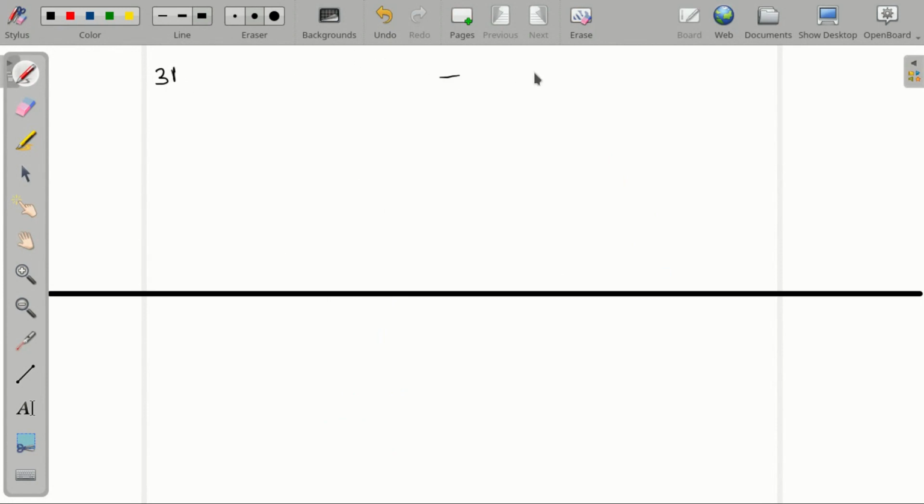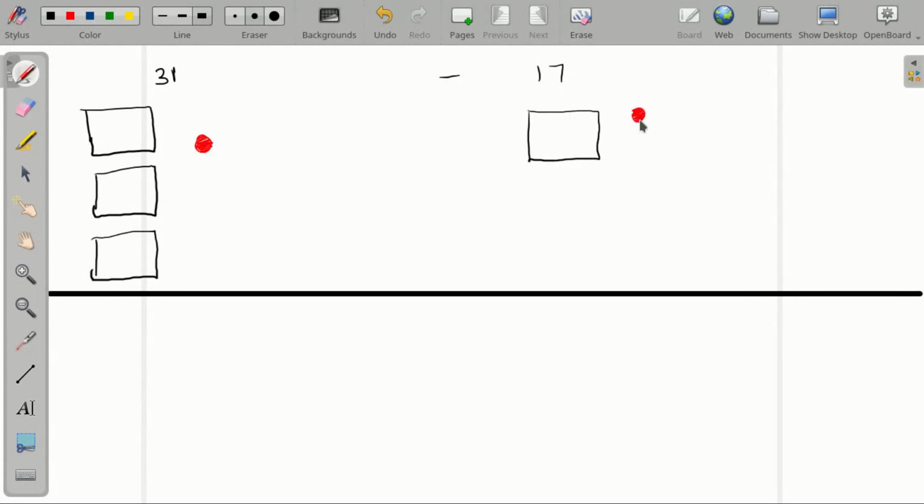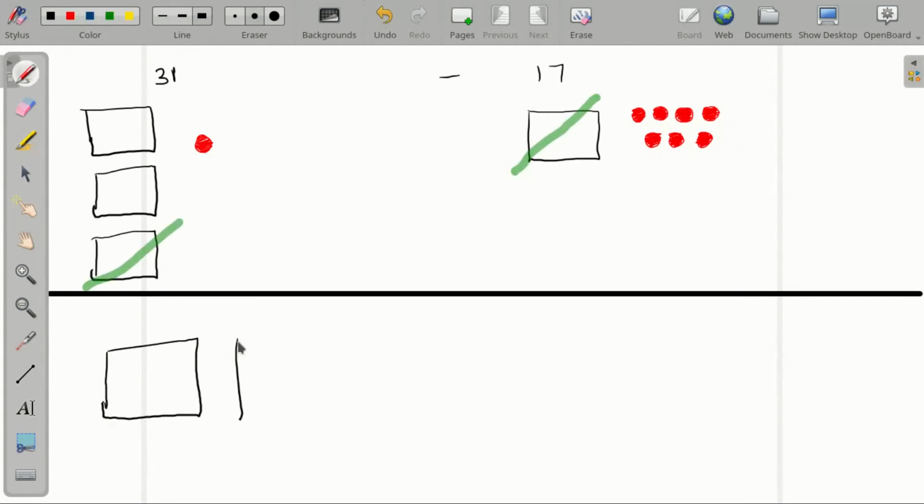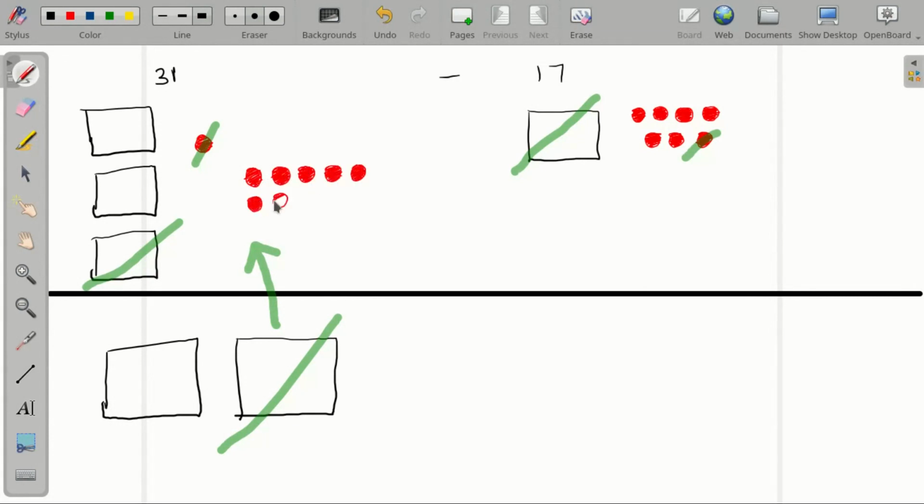Similarly, when subtracting two numbers, 31 and 17, we can write 31 as 3 boxes of 10 and 1 loose apple, and 17 as 1 box of 10 and 7 loose apples. So if we start subtracting from the tens place, we see that we have 2 boxes of 10 left. And when we start subtracting from the ones place, hey, we don't have enough apples. So now let's break down a box of 10 apples into 10 loose apples. Now we can continue the subtraction to be left with 4 loose apples.